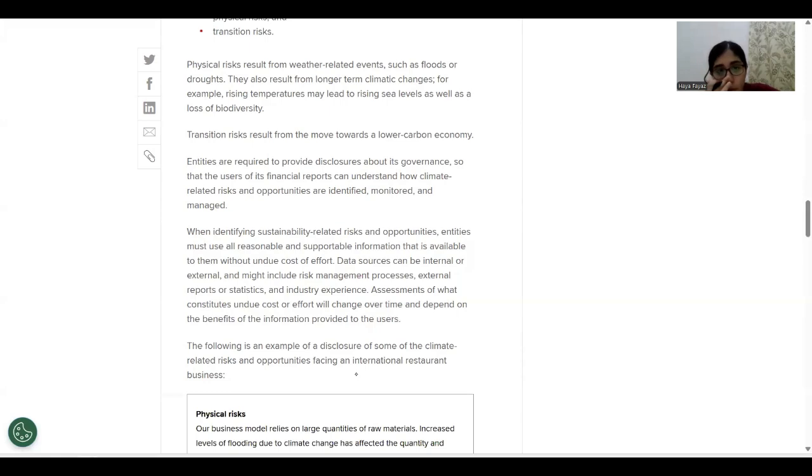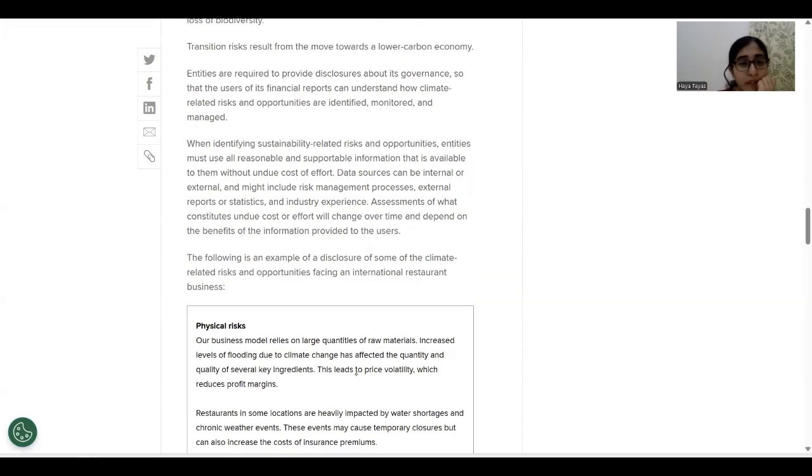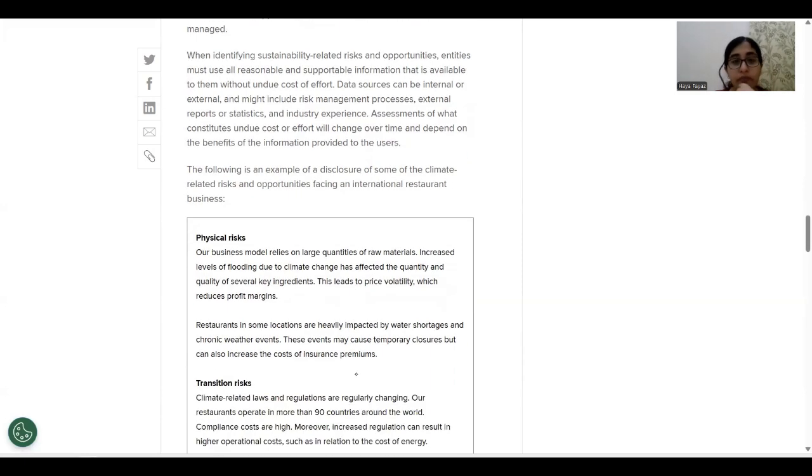So entities are required to provide disclosures about their governance so that the users of financial reports can understand how climate data is identified, monitored, and managed. When identifying climate-related risks, entities must use all reasonable and supportable information that is available to them without undue cost or effort. Data sources can be internal or external, and might include risk management processes, external reports, and industry experience. These will change over time and depend on the benefits of the information provided to the users.